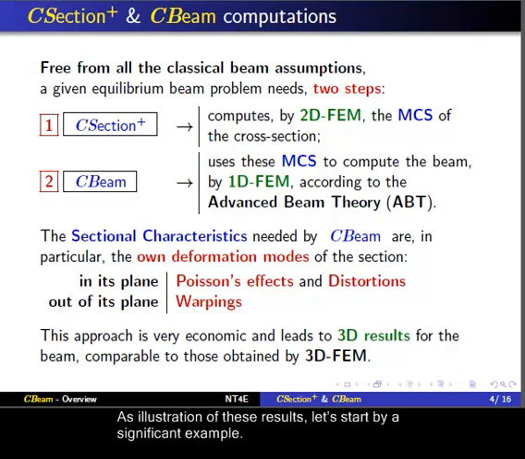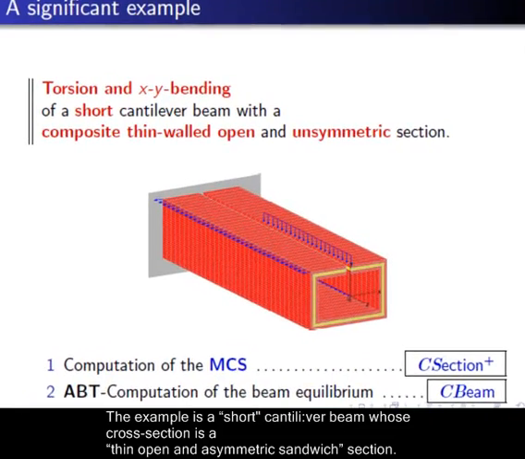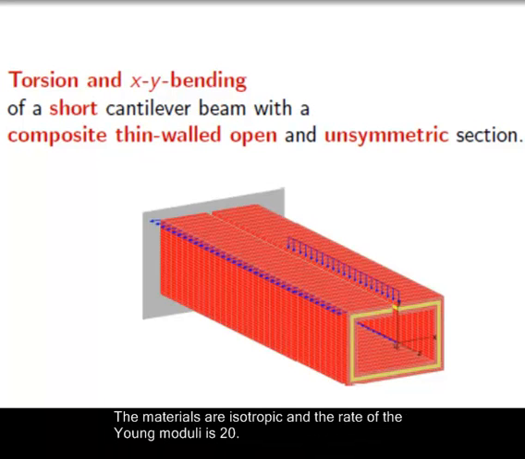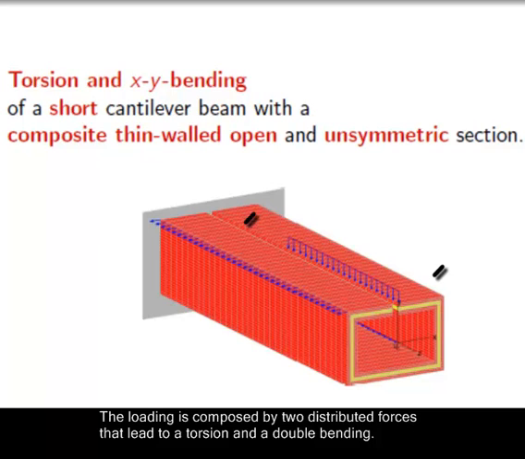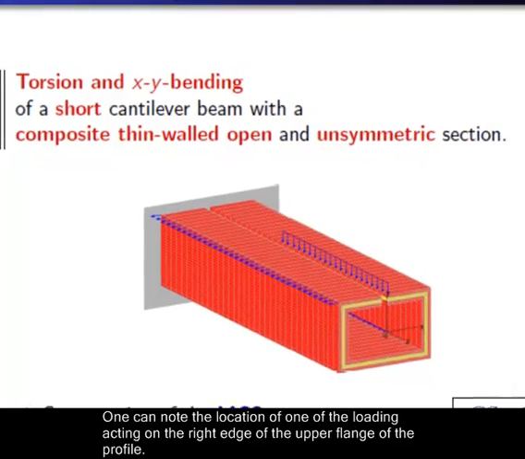As illustration of these results, let's start by a significant example. The example is a short cantilever beam whose cross-section is a thin, open and asymmetric sandwich section. The materials are isotropic and the ratio of the Young moduli is 20. The loading is composed by two distributed forces that lead to a torsion and a double bending. One can note the location of one of the loadings acting on the right edge of the upper flange of the profile.